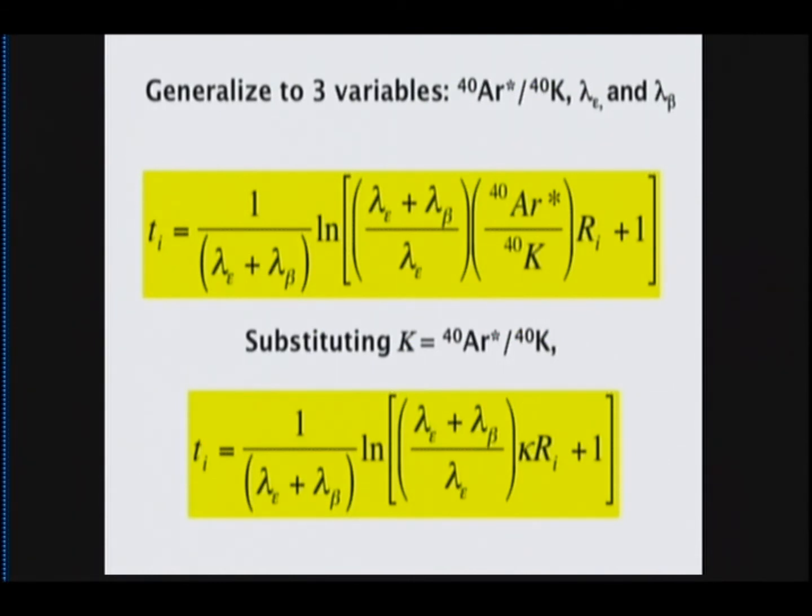So what we've done, I mentioned this even more recent calibration. We've taken the age equation and even generalized it further so that now we have three variables. That is the two decay constants and this ratio, which I call kappa. So this is now our age equation.